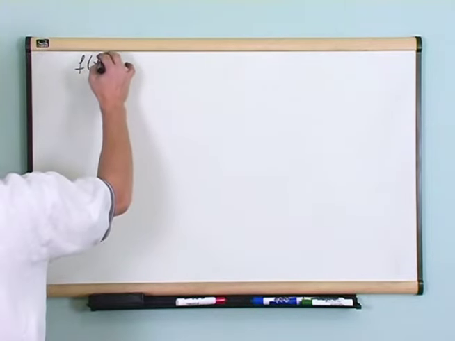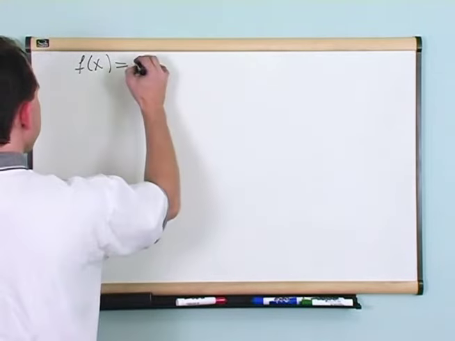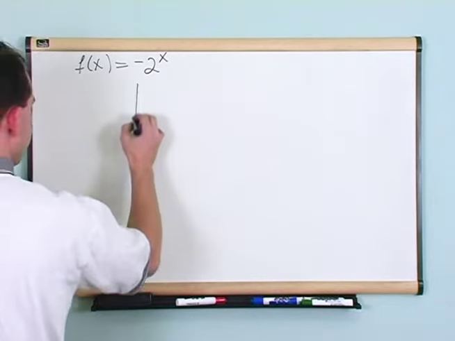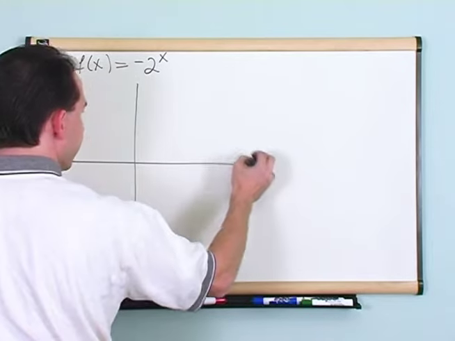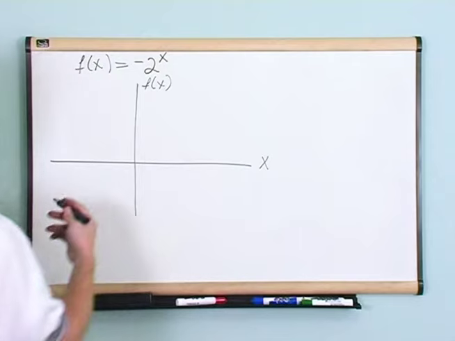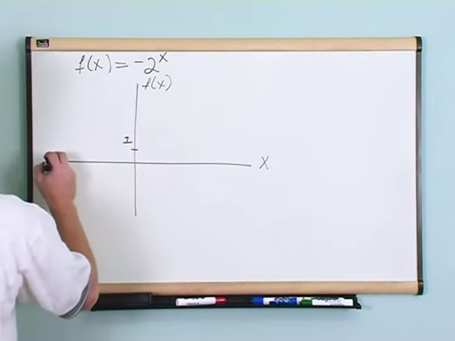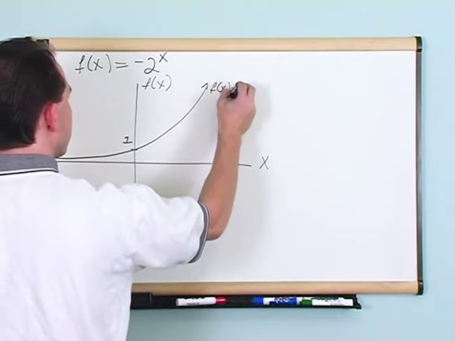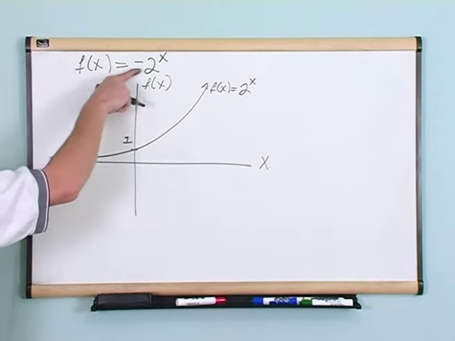Okay? And what if you had f of x equals negative 2 raised to the x power? Well, I'm going to draw something that's not necessary really, but it's going to help you out. Here's x, here's f of x. What would the graph 2 to the x look like? We've been talking about that all day long. 2 to the x is going to look like this. That's what this is. But they didn't ask for that. They asked for the graph of negative 2 to the x.